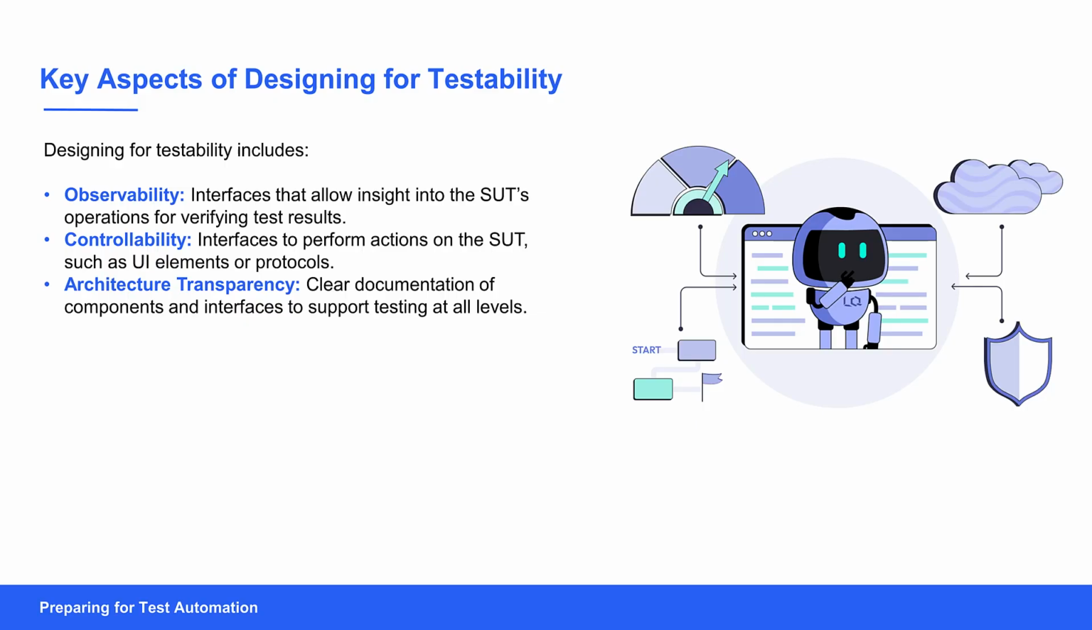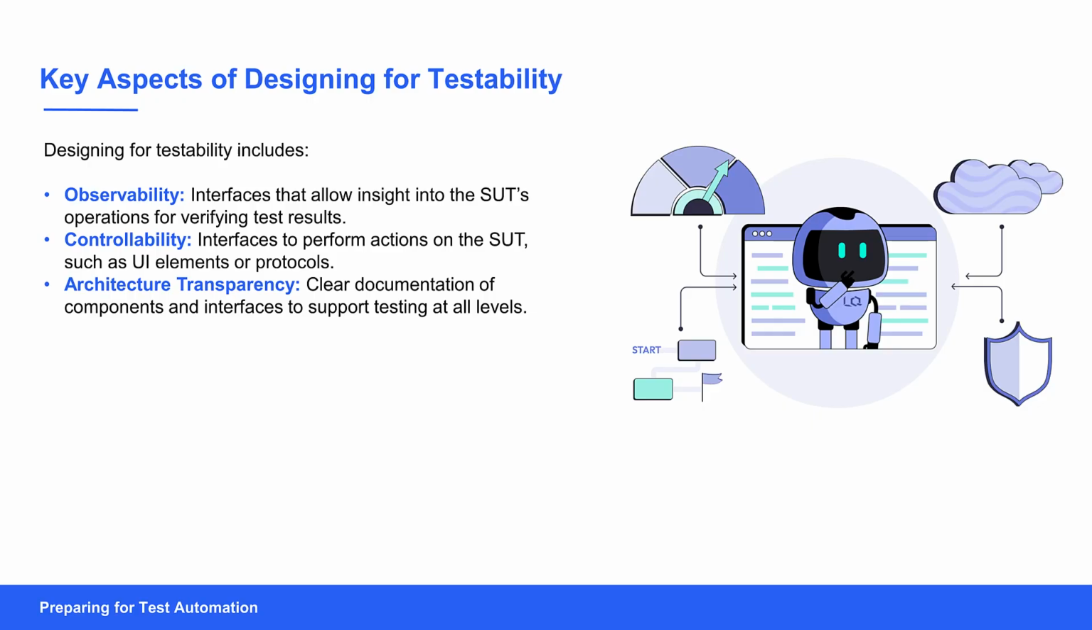The first is observability. The SUT needs to have interfaces that allow testers to see inside the system, to understand what's happening under the hood. This is crucial because it enables test cases to accurately verify whether the actual results match the expected results. Without good observability, it's challenging to diagnose issues or confirm that the system is functioning as intended.